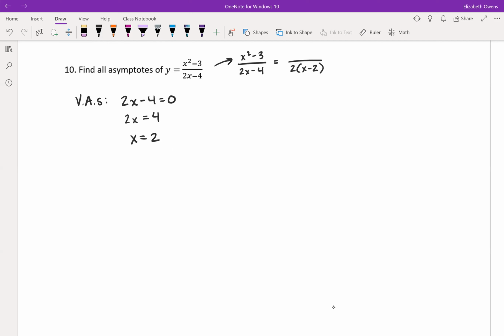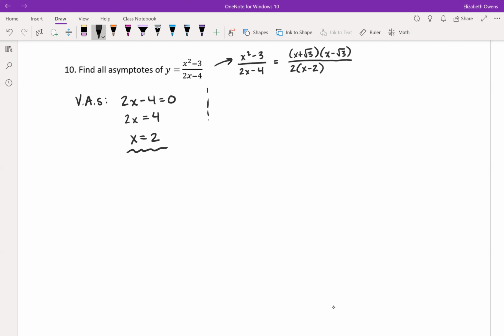And then the numerator would be this factorization, x plus square root of 3 times x minus square root of 3. And you can tell that's not going to cancel anything out there. So we're good. This is a vertical asymptote, x equals 2.